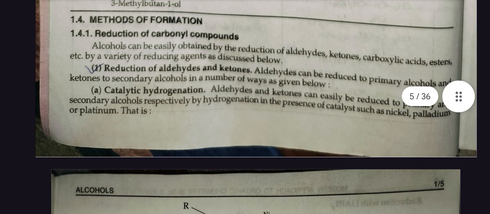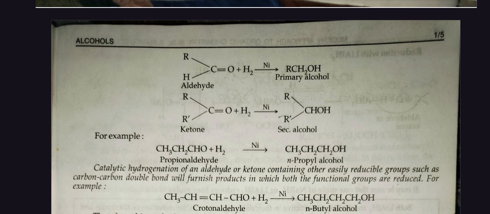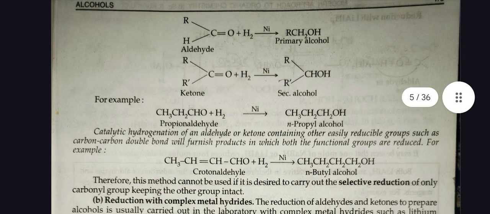A. Catalytic hydrogenation. Aldehydes and ketones can easily be reduced to primary and secondary alcohols respectively by hydrogenation in the presence of catalysts such as nickel, palladium, and platinum. Aldehyde in presence of nickel gives primary alcohol. Ketone in presence of nickel gives secondary alcohol. For example, propanaldehyde in presence of nickel gives n-propyl alcohol.